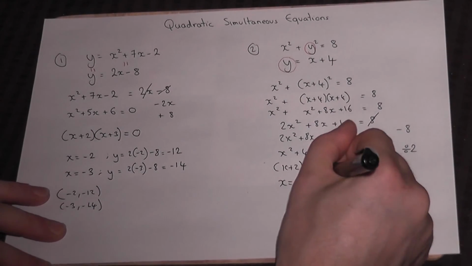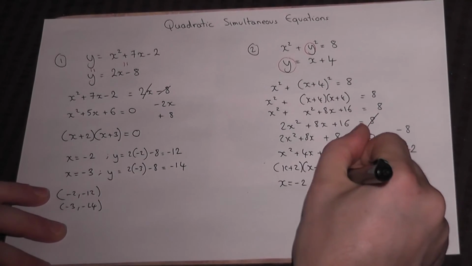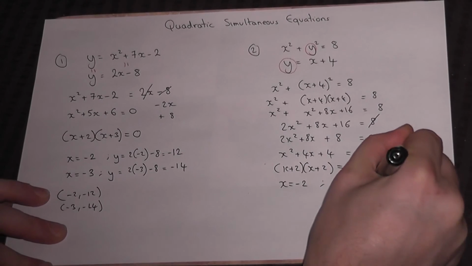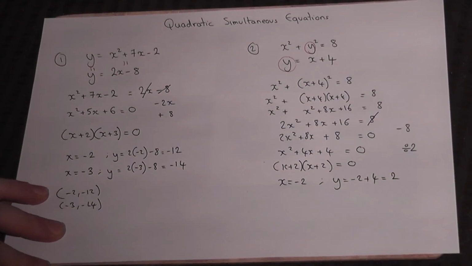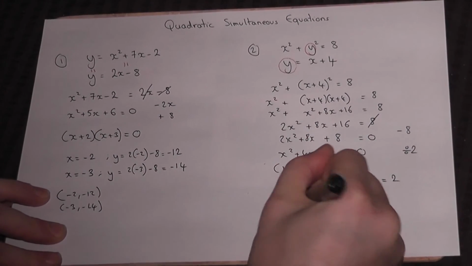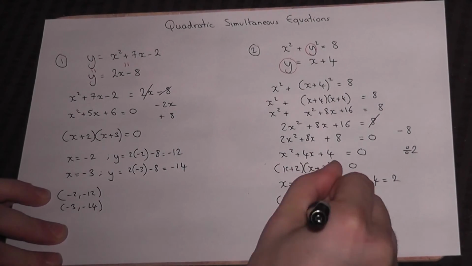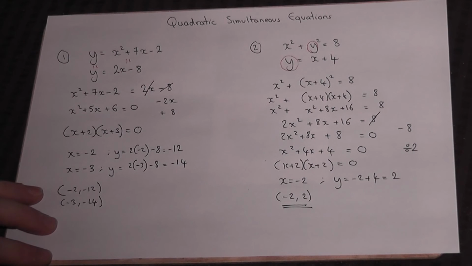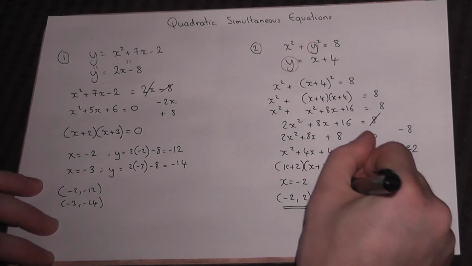Almost done. y is equal to x plus 4, which is minus 2 plus 4, which equals 2. And the coordinate we're left with is minus 2, 2. Now there's one bit of language which you'll meet certainly in AS maths if you choose to do so, which is when there's only one solution, it's called a tangent.